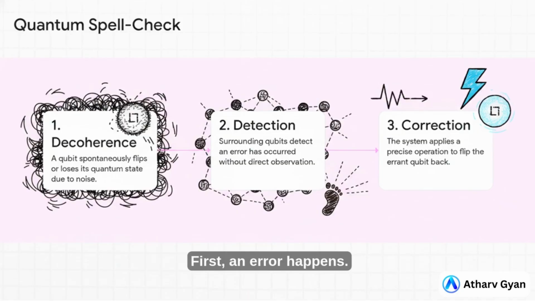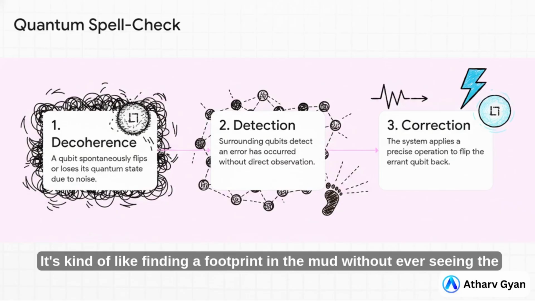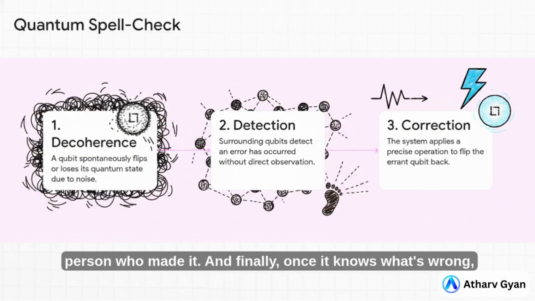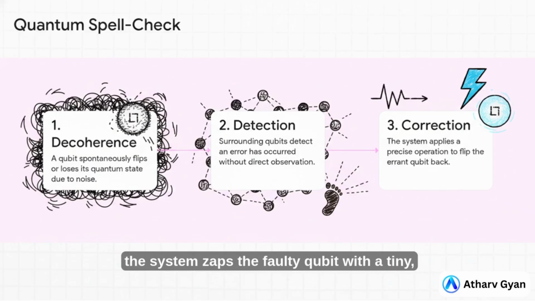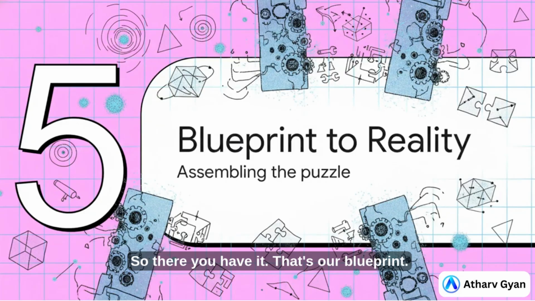First, an error happens. They call it decoherence. Then, and this is the genius part, instead of looking at the qubit itself, the system uses its neighbor qubits to spot the symptom of an error. It's kind of like finding a footprint in the mud without ever seeing the person who made it. And finally, once it knows what's wrong, the system zaps the faulty qubit with a tiny, precise pulse to nudge it right back where it belongs. And all of this has to happen in a fraction of a second. It's just amazing.